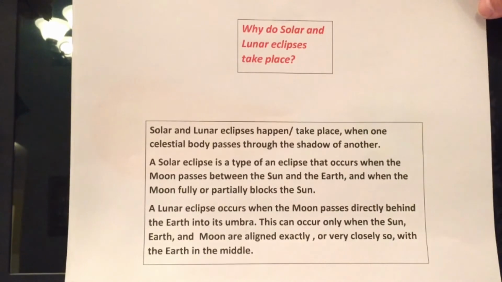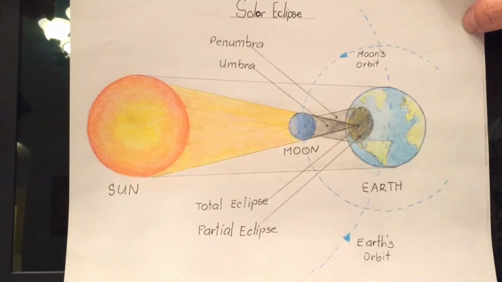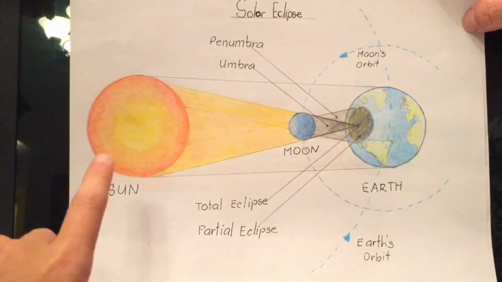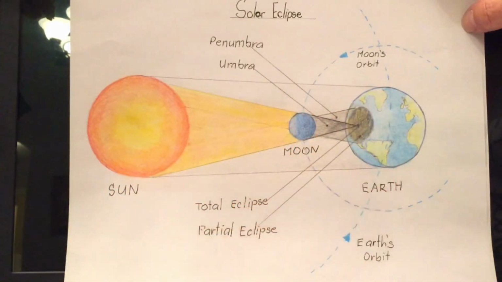A lunar eclipse occurs when the moon passes directly behind the earth into its umbra. This can occur only when the sun, earth, and moon are aligned exactly, or very closely so, with the earth in the middle. This is a solar eclipse. As you can see, the order is the sun, then the moon, and then the earth. This represents a solar eclipse.